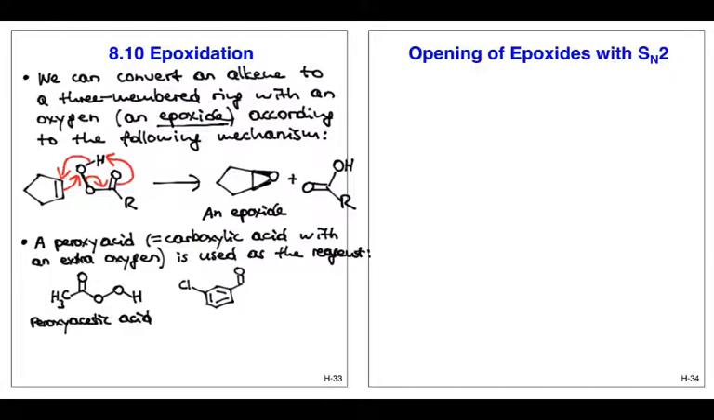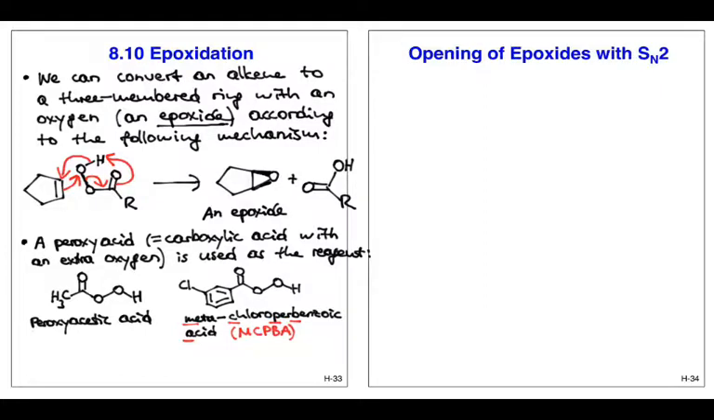It has an aromatic ring with a chlorine, and the chlorine is in a so-called meta position. You will learn what meta, para, and ortho mean later, in the spring semester. But this compound is called meta-chloroperoxybenzoic acid, and it's abbreviated as MCPBA.